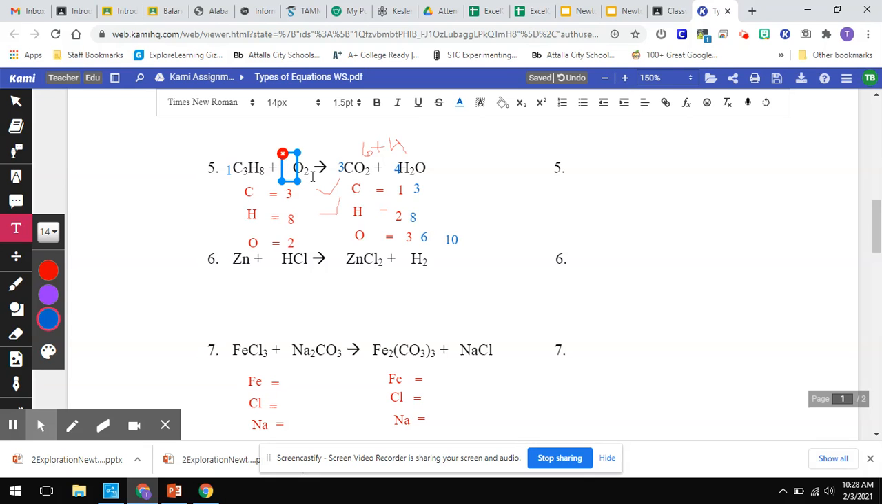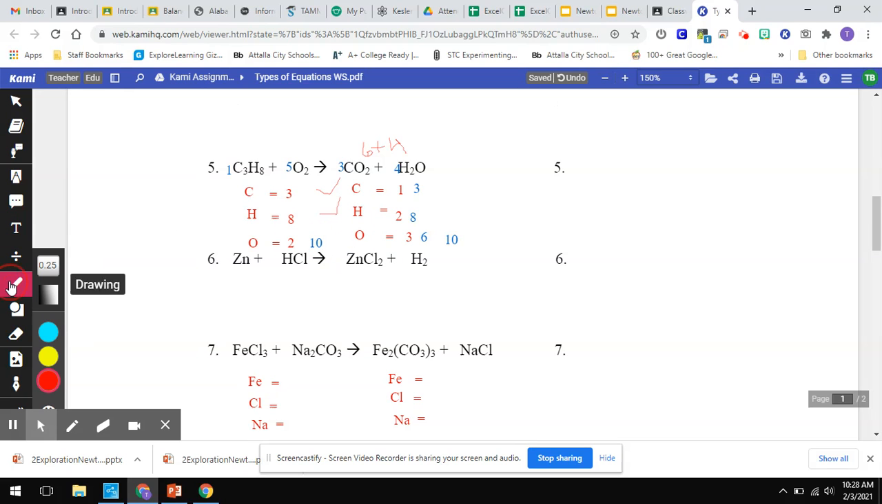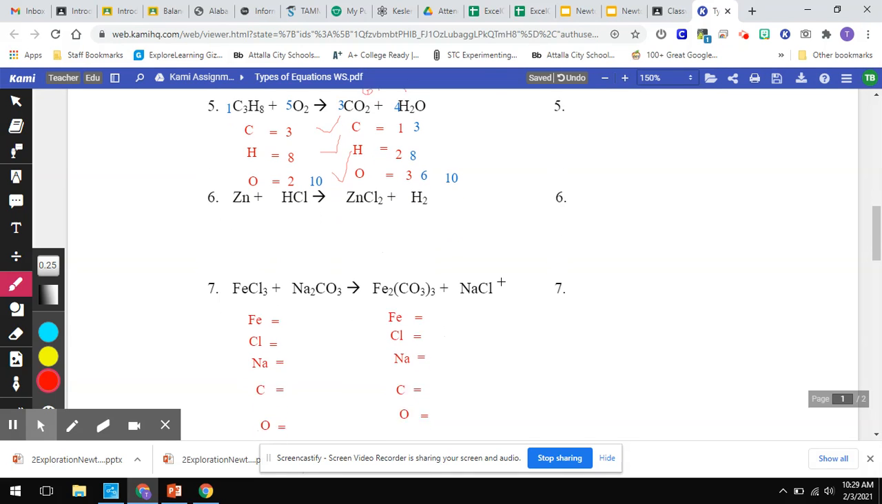So I need to balance this O2 to the other side, and my oxygen over there is a 10. So I would say, what times 2 gets me 10? Well, 5 times 2 gets me 10. So I'm going to place a coefficient of 5 there, and now that would be balanced. And so everything would be balanced, and I'm going to go ahead and check that off. So my coefficients for this problem would be 1, 5, 3, 4. That would be all the coefficients.